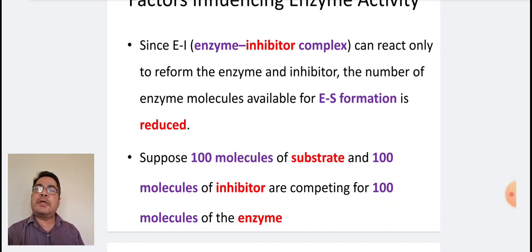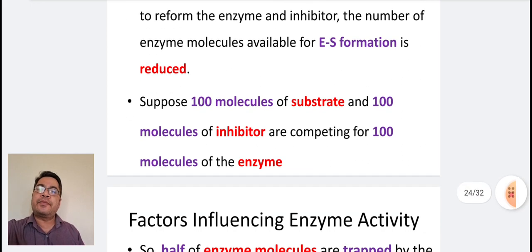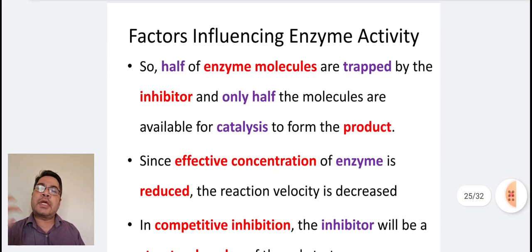Since the EI enzyme inhibitor complex can react only to form the enzyme and inhibitor, the number of the molecules available for ES formation is reduced. Suppose 100 molecules of substrate and 100 molecules of inhibitor are competing for 100 molecules of enzyme. So half of the enzyme molecules are trapped by the inhibitor, and only half the molecules are available for catalysis to form the product. Since effective concentration of enzymes is reduced, the reaction velocity is decreased.